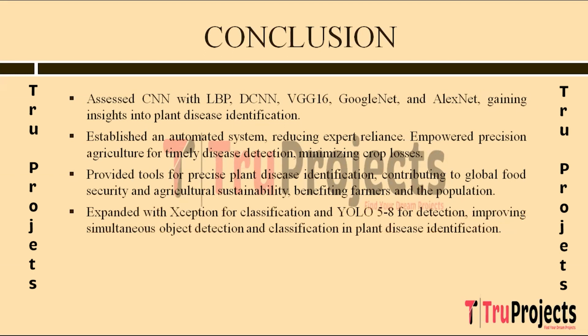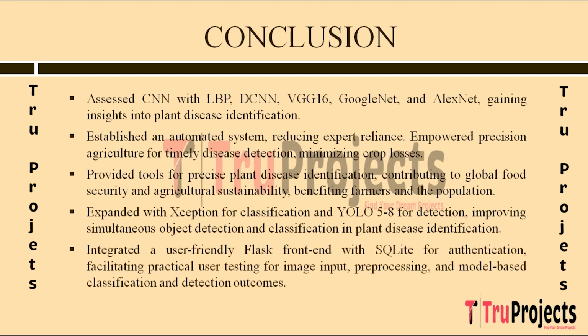And the project extended its scope by incorporating exception model for classification and YOLO versions 5 to 8 for detection models. These additions enhance the project's capabilities, allowing simultaneous object detection and classification, further improving plant disease identification in images.